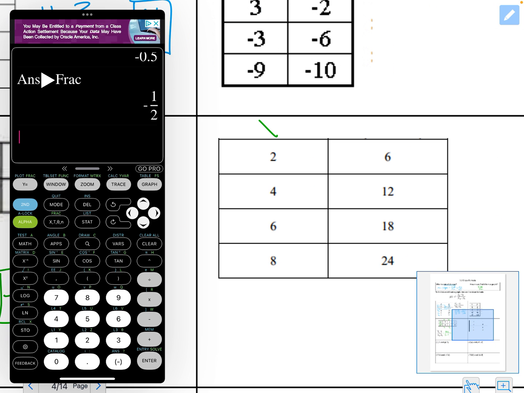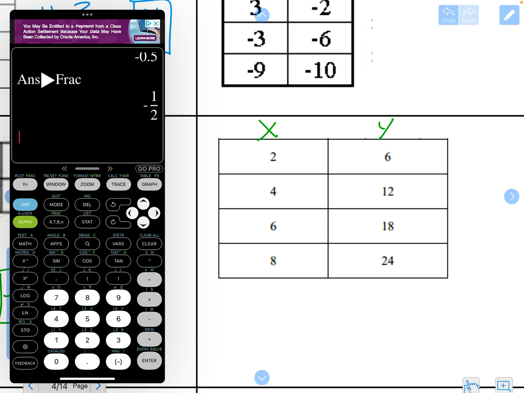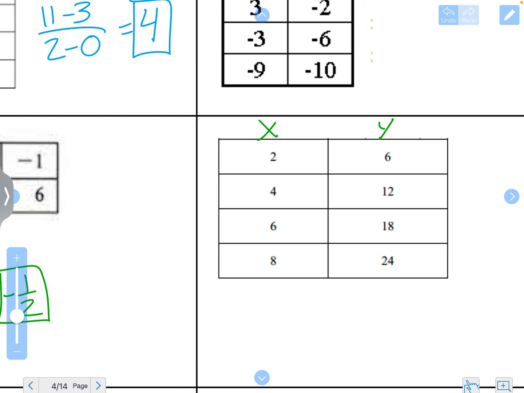I'm going to real quickly tell you that this column is x and this column is y, and I want you to go ahead and do that one on your own as well.